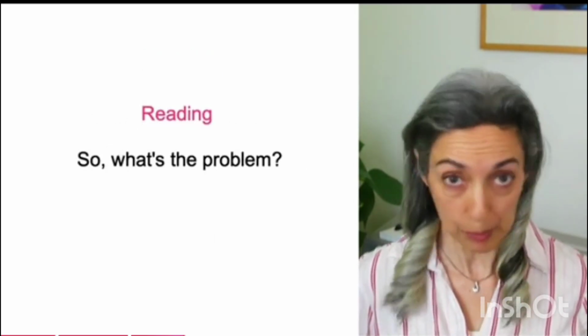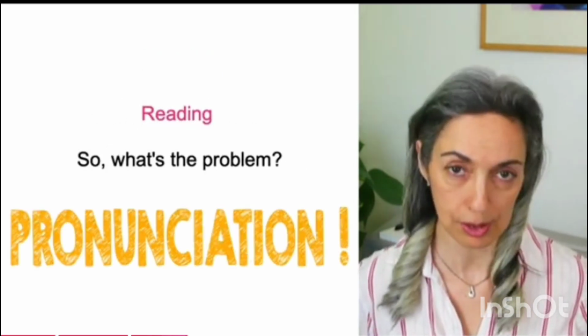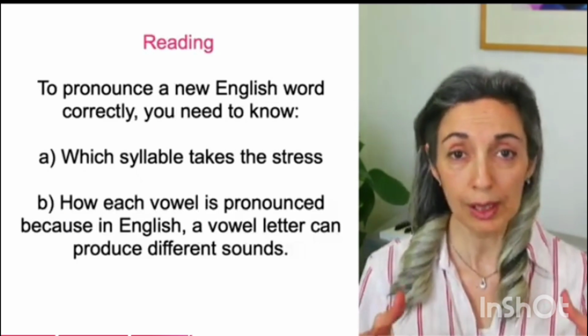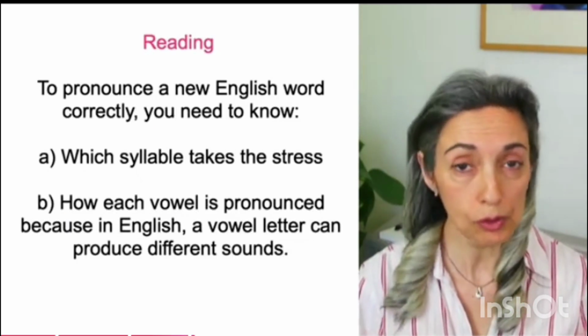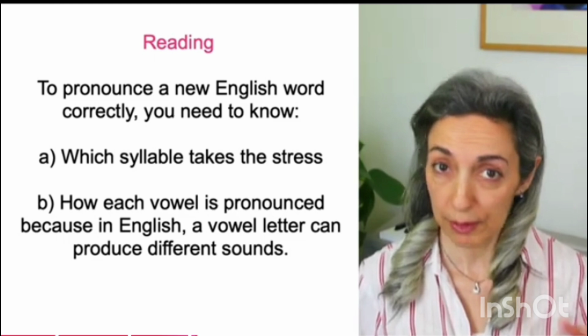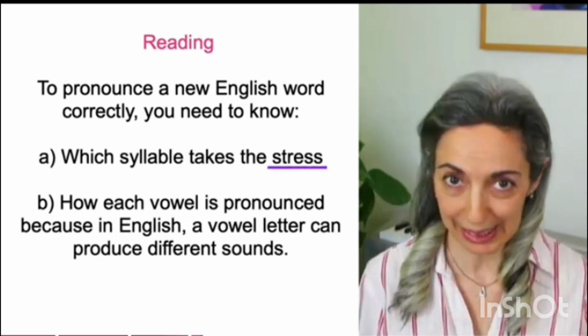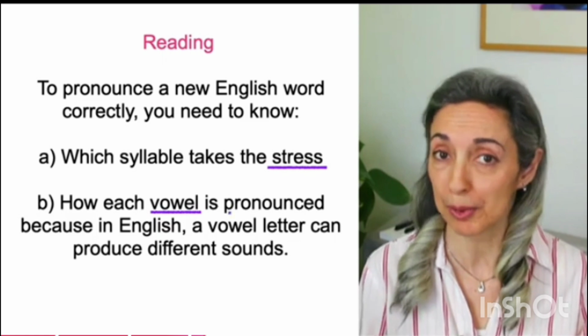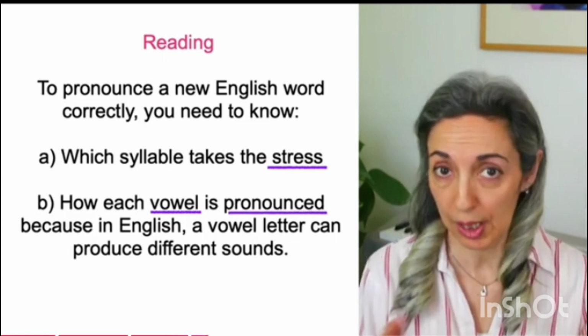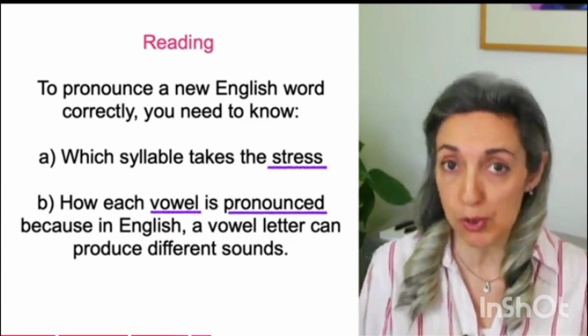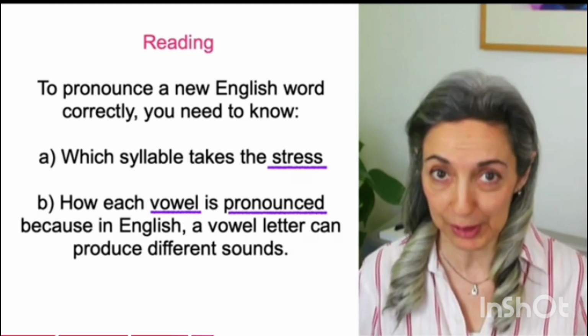So what is the problem? Pronunciation. To pronounce a new English word correctly, you need to know 2 things. Firstly, which syllable takes the stress. And secondly, how each vowel is pronounced. Because in English, each vowel letter produces different vowel sounds.